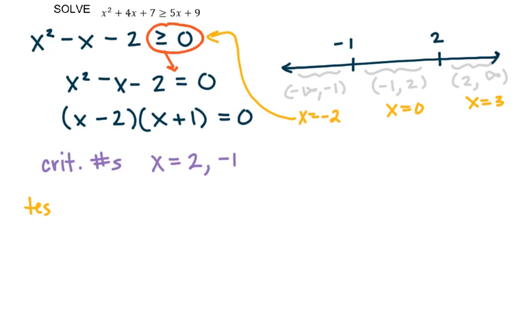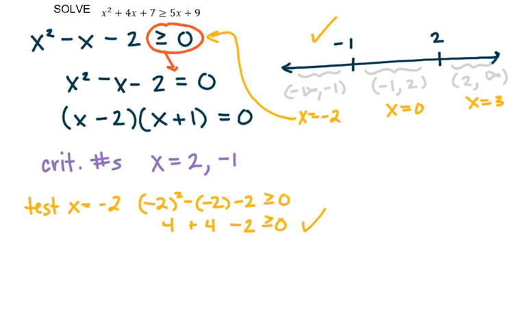I'm going to test x equals -2, which gives me (-2) squared minus (-2) minus 2 is greater than or equal to 0. So that is 4 plus 4 minus 2 is greater than or equal to 0. And we get that that is a true statement. So this region, because we got a positive output here, and that is a value that is greater than or equal to 0, we include that.